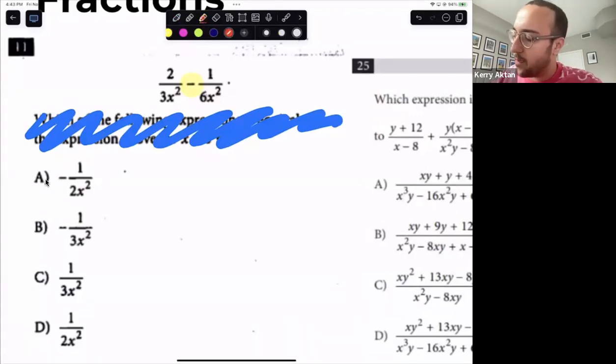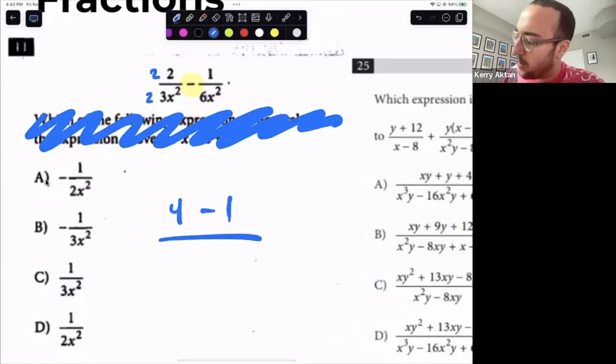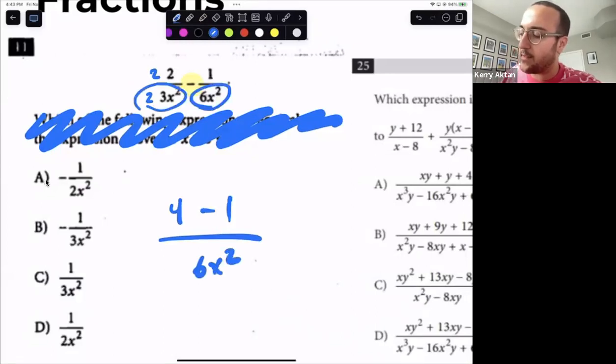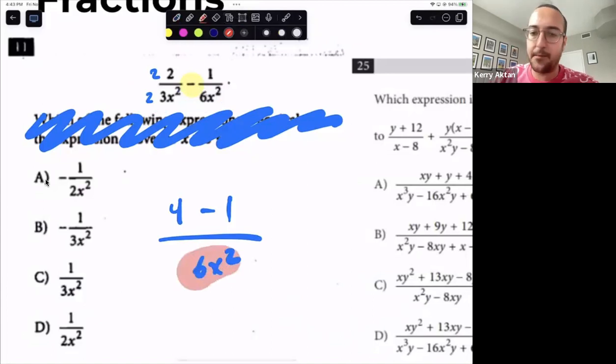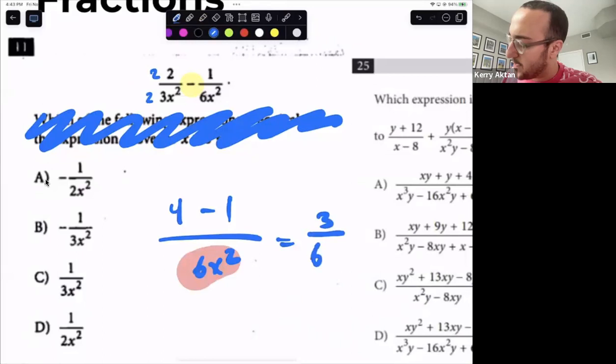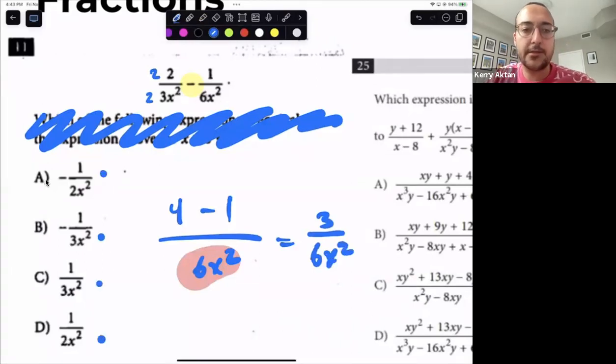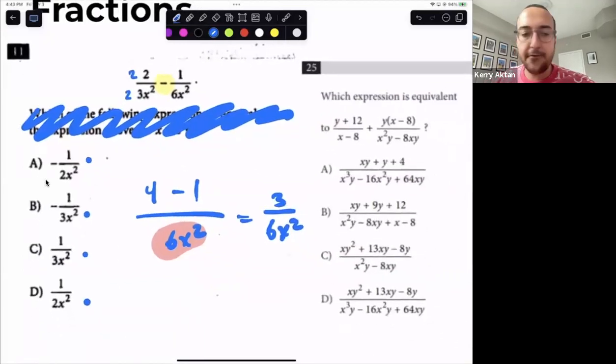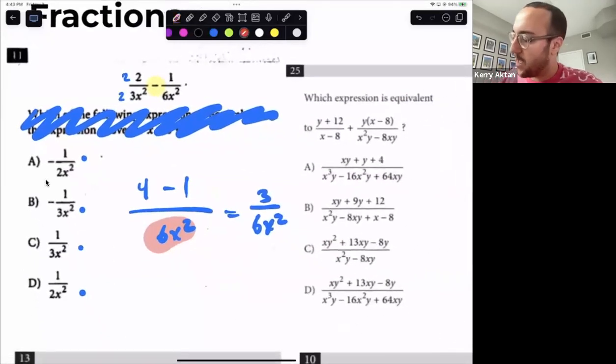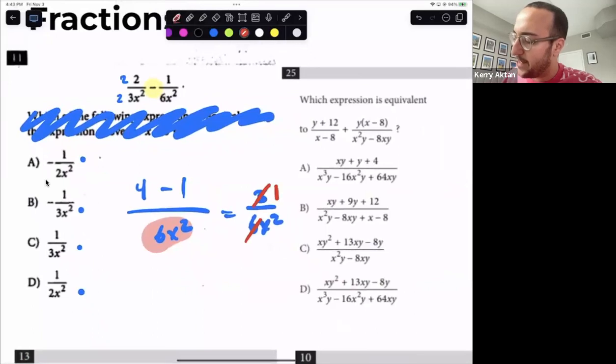We need common denominators. So really, I'm going to tack on a 2 here, tack on a 2 there. I have 4 minus 1 all over 6x squared. Remember, when you have that common denominator, you don't do anything to the denominator, just keep it like that. From there, 4 minus 1 is 3 over 6x squared, and I start to panic. My hands are sweating because my answer is not showing up. But have no fear. If you're confident in your skills, there's probably just something weird that they did.